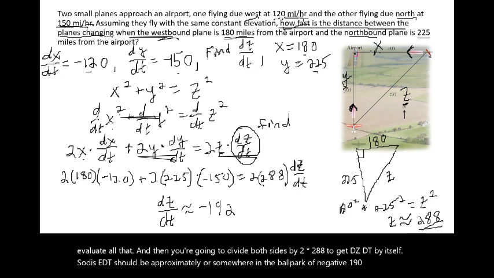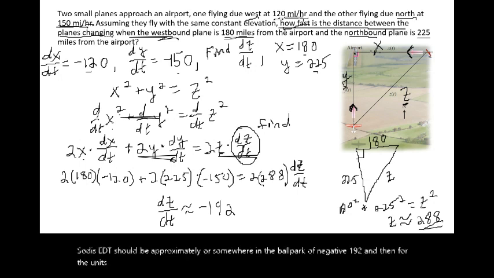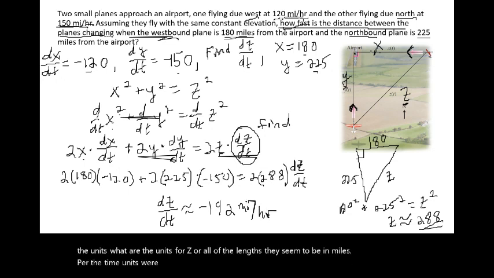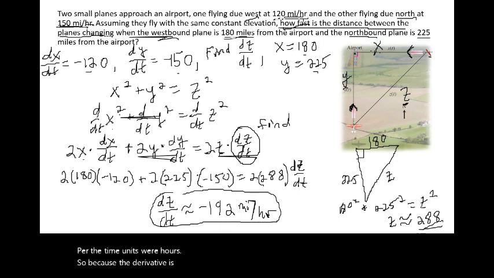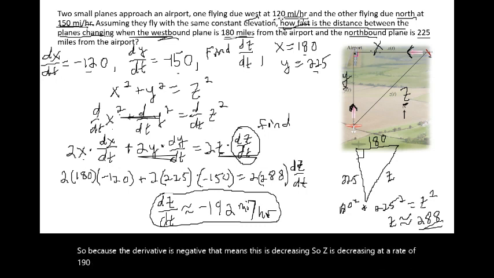And then for the units, what are the units for z, or all of the lengths? They seem to be in miles, per, the time units were hours. So because the derivative is negative, that means this is decreasing. So z is decreasing at a rate of 192 miles per hour at the instant when the west and northbound planes are 180 and 225 miles away, respectively.